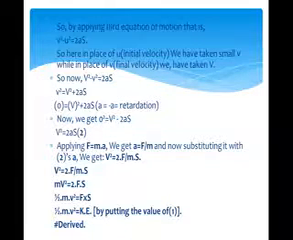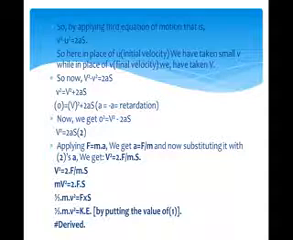So by applying the third equation of motion, that is v squared minus u squared equals 2as. Here in place of u, that is initial velocity, we have taken small v, while in place of v, that is final velocity, we have taken capital V. So now V squared minus v squared equals 2as. V squared equals v squared plus 2as. 0 squared equals v squared plus 2as. Here a is negative, so retardation will occur, or you can say deceleration. Now we get 0 squared equals v squared minus 2as.